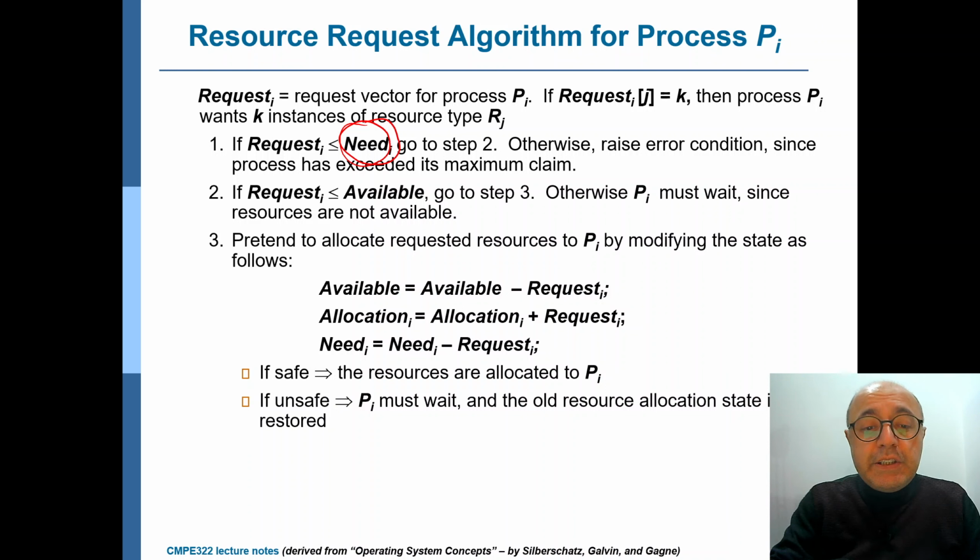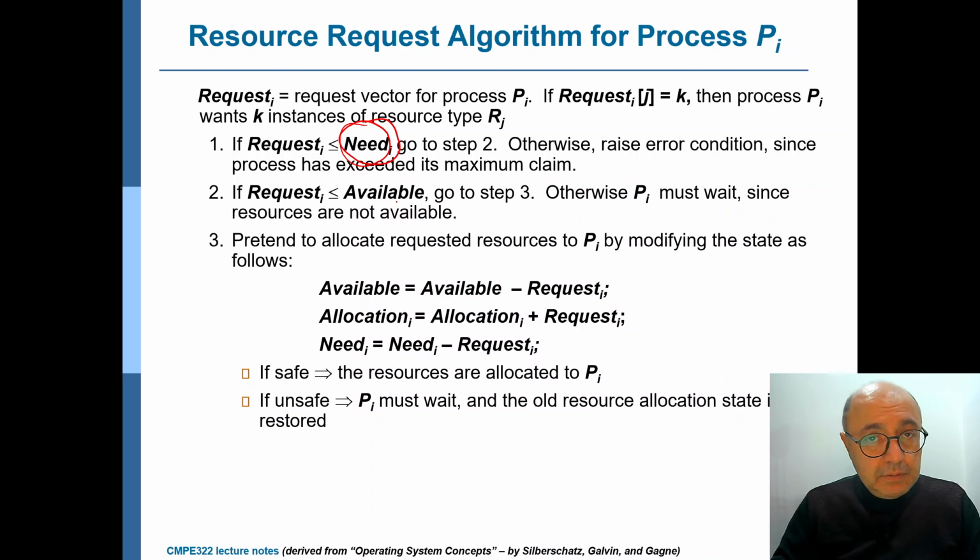If so, check if the request could be satisfied with the currently available resources. If it cannot be satisfied with the currently available set of resources, definitely you cannot accept that request. So you should block Pi. You should make it wait until those resources become available.